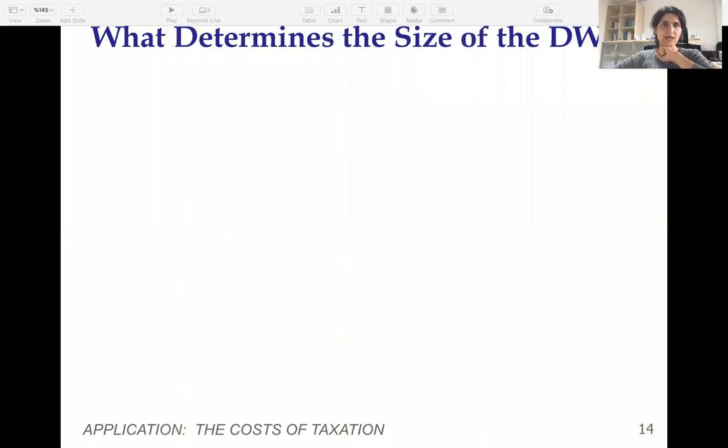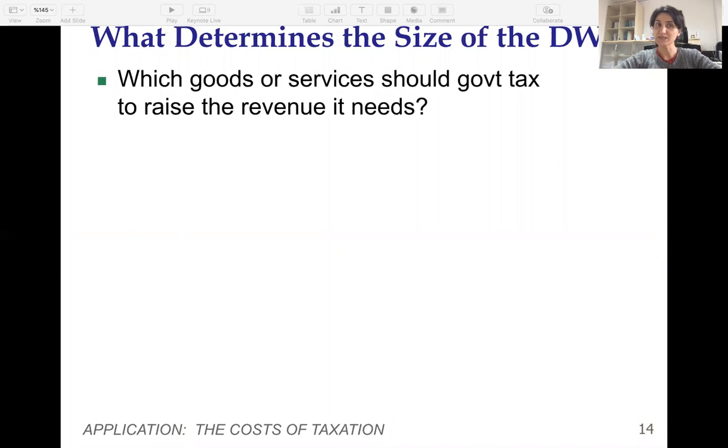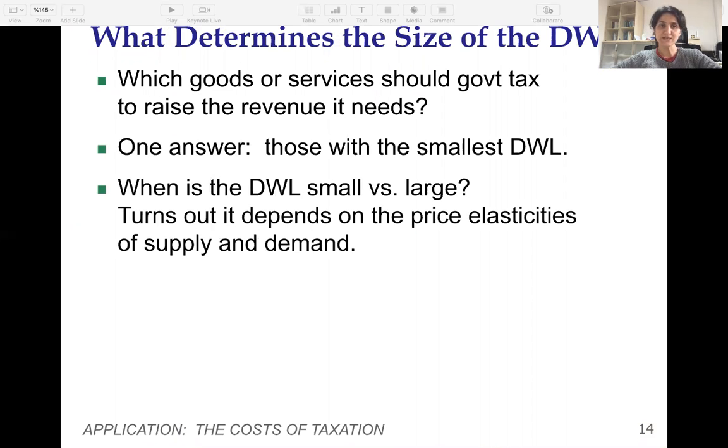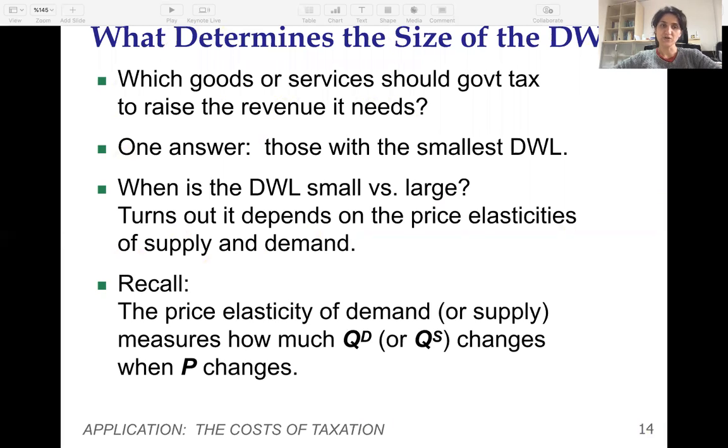What determines the size of the deadweight loss? Which goods or services should the government tax to raise the revenue it needs? What would be the aim of the government, to have minimum deadweight loss? One answer: those with the smallest deadweight loss. When is the deadweight loss small versus large? It turns out it depends on the price elasticities of supply and demand. Recall the price elasticity of demand or supply measures how much QD or QS changes when P changes.